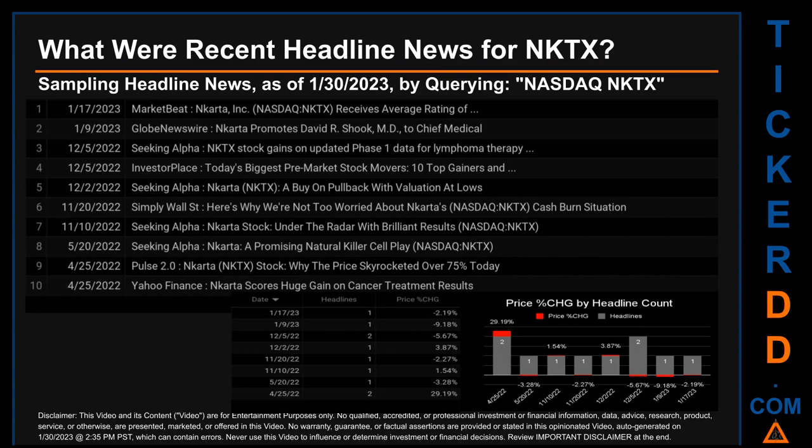The latest publication was Tuesday, January 17, 2023, when MarketBeat published the headline that read, Jakarta receives average rating of. The oldest publication was on Monday, April 25, 2022, 9 months and 5 days ago, when Pulse 2.0 published the headline that read, Jakarta NKTX stock, why the price skyrocketed over 75% today. One other headline was found on this oldest publication date. Yahoo Finance published the headline that read, Jakarta scores huge gain on cancer treatment results.